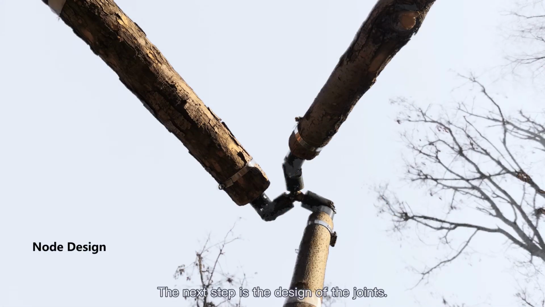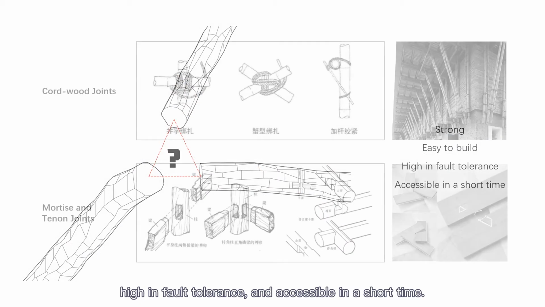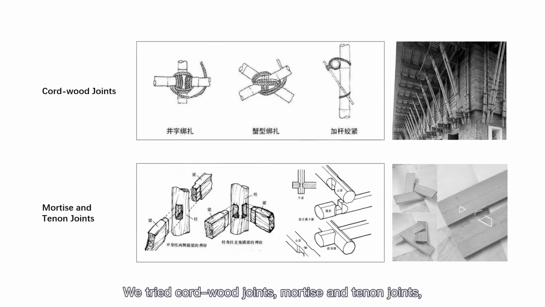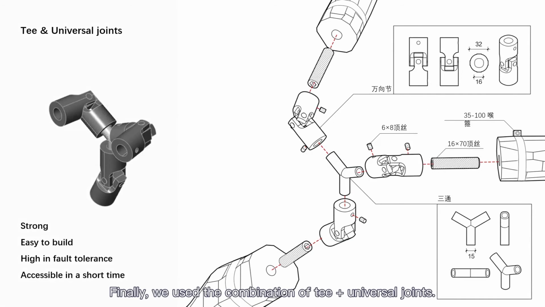The next step is the design of the joints. The joints need to be strong, easy to build, high in fault tolerance, and accessible in a short time. We tried cordwood joints, mortise and tenon joints, and steel bar joints, but none of these were feasible for us. Finally, we used the combination of T plus universal joints.